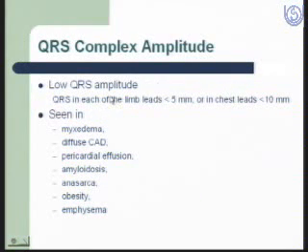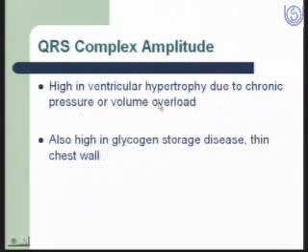Low QRS amplitude is defined if QRS in each of the limb leads is less than 5 millimeters or in chest leads less than 10 millimeters, and it can be seen in a variety of conditions like myxedema, diffuse coronary artery disease, pericardial effusion, amyloidosis, in patients with a thick chest wall due to obesity, or patients with anasarca, or patients who have emphysema.